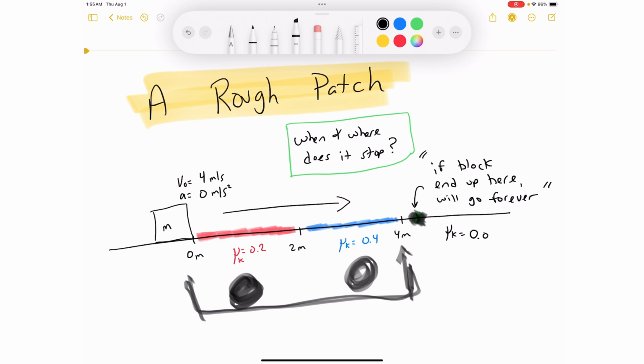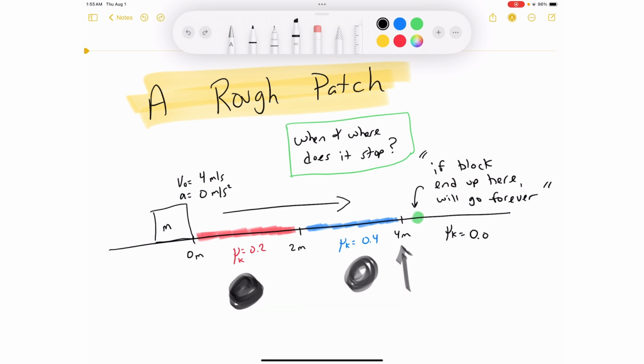Because they want you to know where it stops, obviously it has to stop somewhere between 0 and 4. The answer is not infinity. So the question is we have to figure out where it is going to stop between 0 and 4. Okay, so that's the setup.